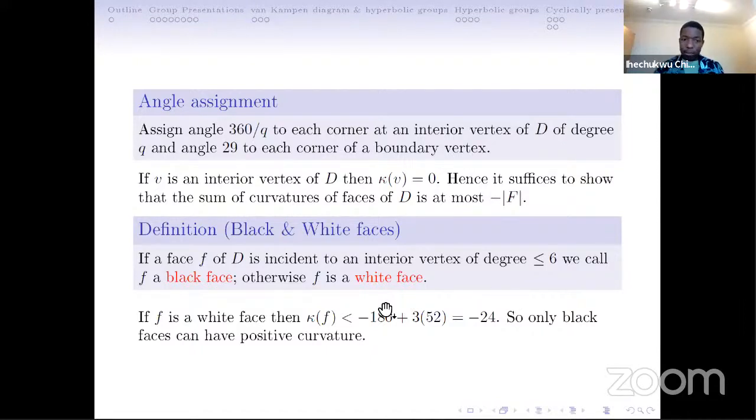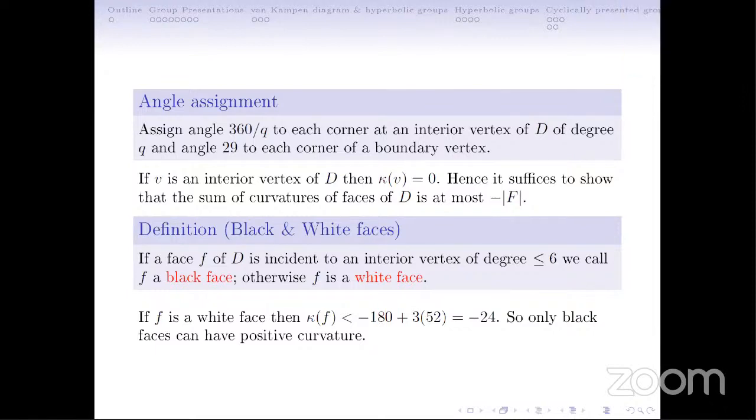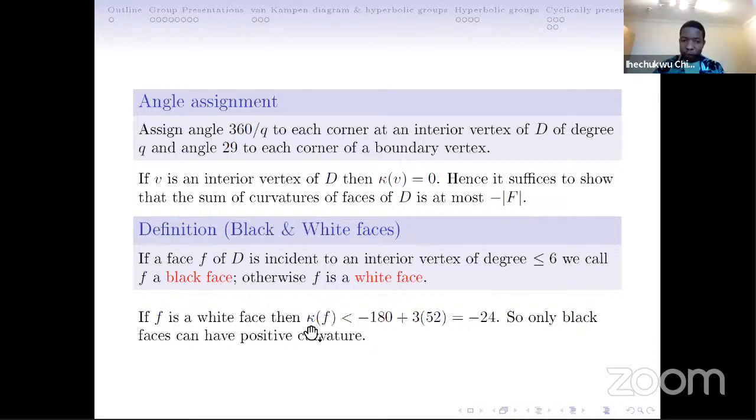Okay, so a face is called a black face if it is incident to an interior vertex of degree less than or equal to 6. Otherwise, it's called a white face. So if it's got a vertex of degree less than or equal to 6, we call it a black face. So if you have a white face, it's got no vertex of degree less than or equal to 6. So the smallest degree of a vertex incident on that face is 7.